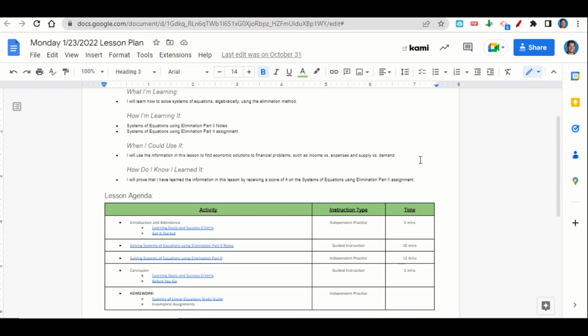At the end of class, we'll go back over our learning goals and success criteria while you fill out your Before You Go. Your only homework for tonight is to continue working on the Systems of Linear Equations study guide and any incomplete assignments that you may have.